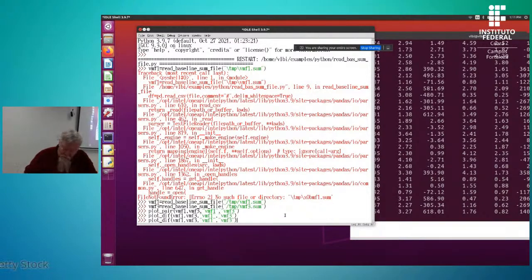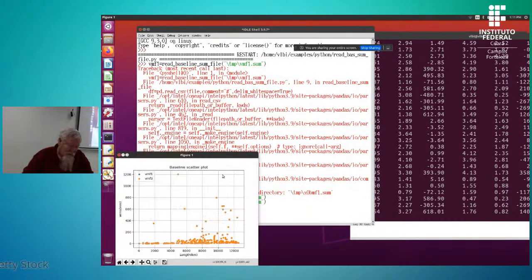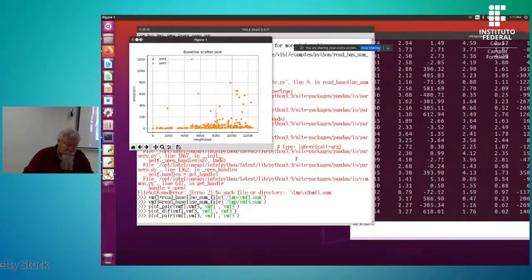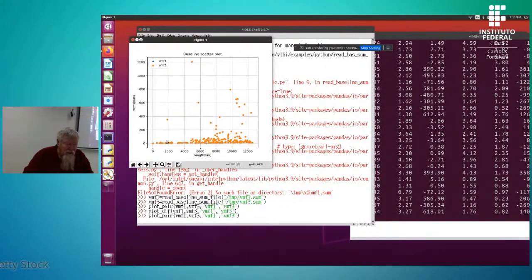The first thing you should do is the plot pair. And there's a surprise for me, and we'll see if it's a surprise for you. If I plot up the baseline scatter plot, most of my points are way down here, which is what I expect, on the order of 1 to 10 millimeters. But there are some points which are way, way up here.